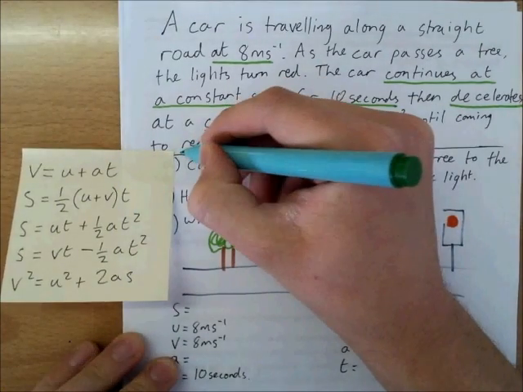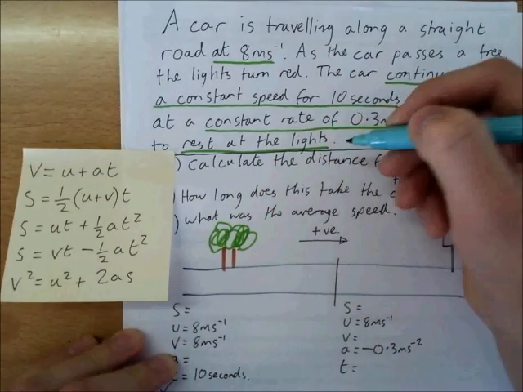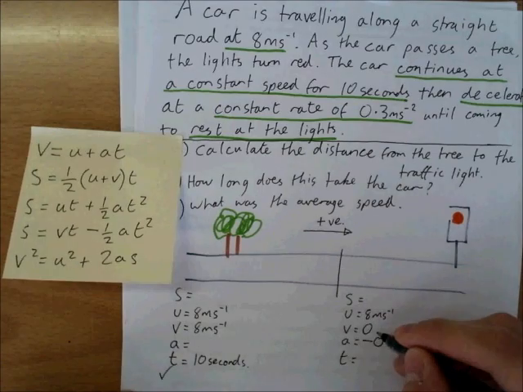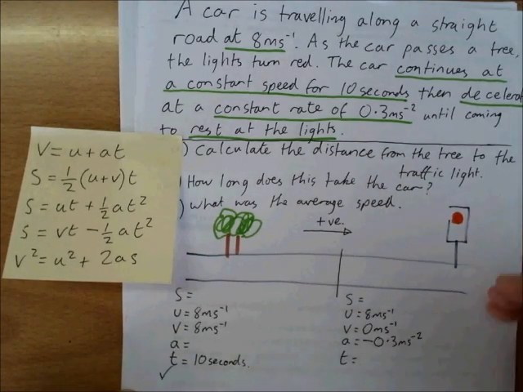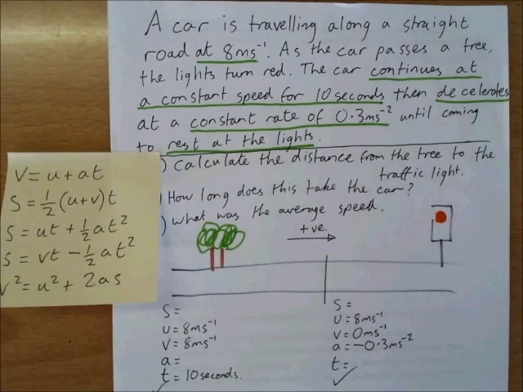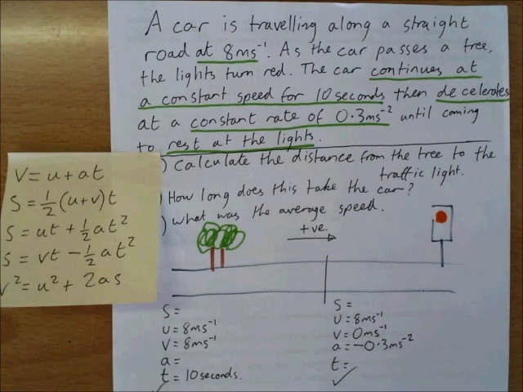They've put coming to rest at the lights, which means the final velocity is in fact 0 meters per second. Not quite as obvious as the others. Now we have 3 values on each side. We can go ahead and calculate what we're after.